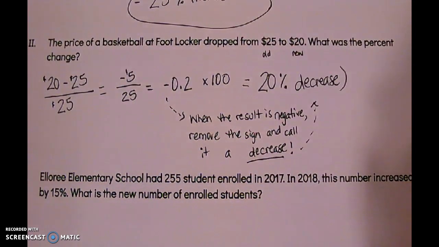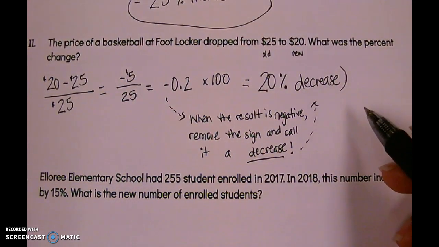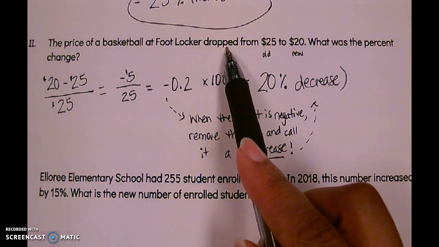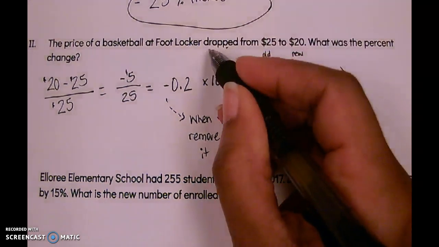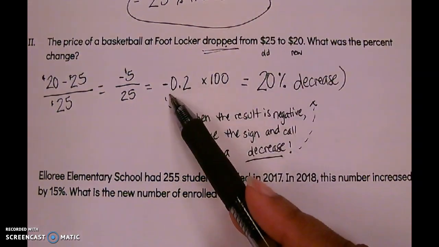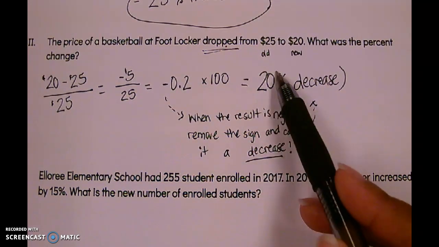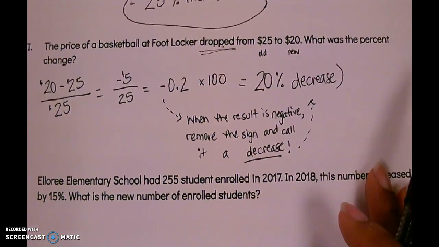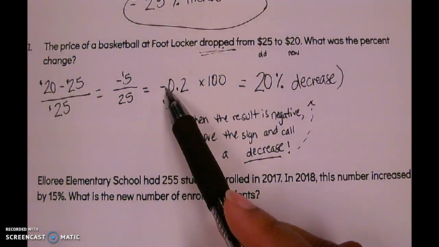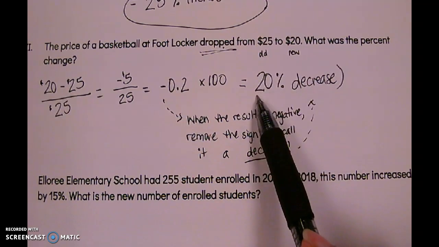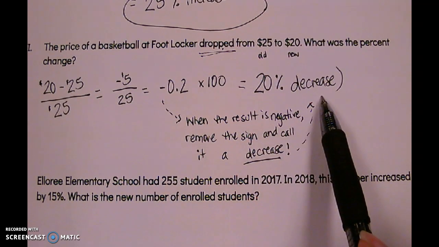Okay? Now, we know it's a decrease because even the problem says that the price of the basketball dropped. And when something drops, that's definitely a decrease. So our final answer would not be negative 20 because percents in this case will not be negative. We would take that negative symbol and we will recognize that this represents a 20% decrease.